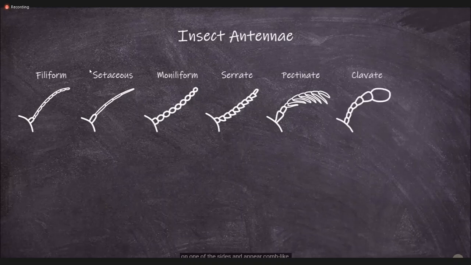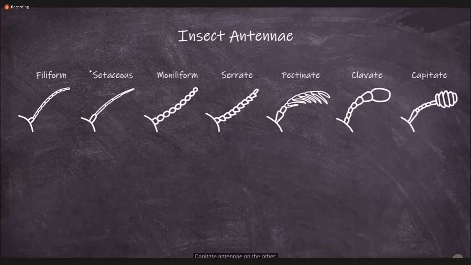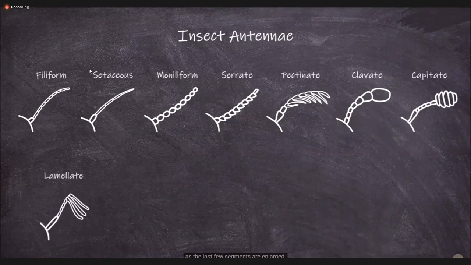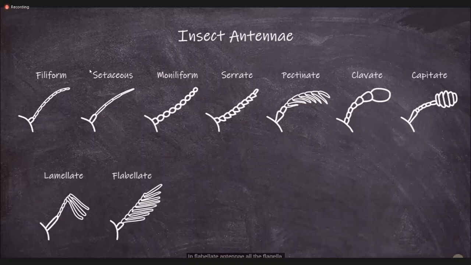In clavate antennae, the segments get larger as you move towards the tip of the antenna, forming a gradual club. Capitate antennae, on the other hand, end in an abrupt club, as the last few segments are enlarged. In lamellate antennae, the end segments are flattened and elongated into plates, giving a folded fan-like appearance. In flabellate antennae, all the flagellus segments are extended with long lobes, giving a fan-like appearance.